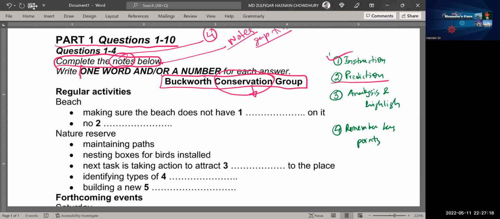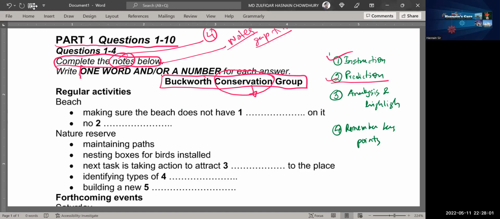From these 2, instruction and prediction, now we understand that we are going to deal with 4 questions that are note gap fill, and we need to fill out these gaps with 2 items, being one word and one number. And the questions are going to be relating to some discussions or some conversations of 2 people. That people are relating to conservation group, preservation or saving something, protecting animals, natures, or something like that.